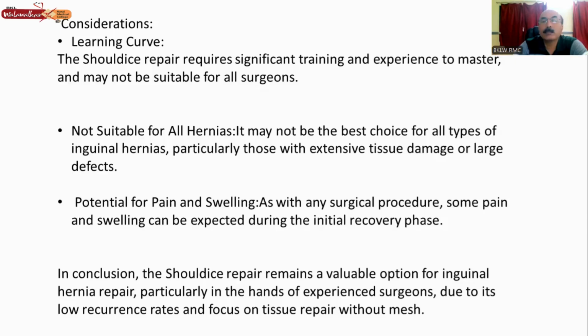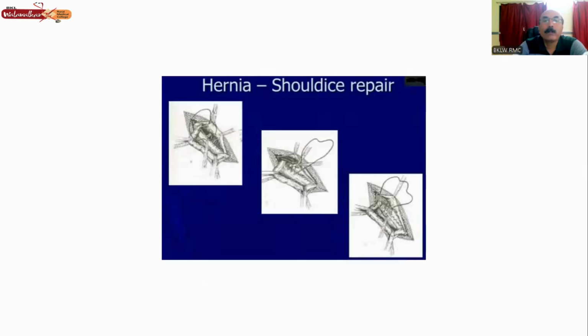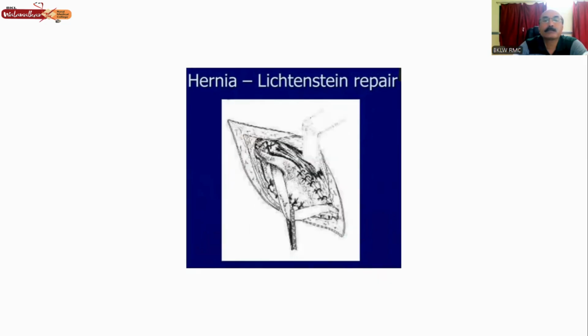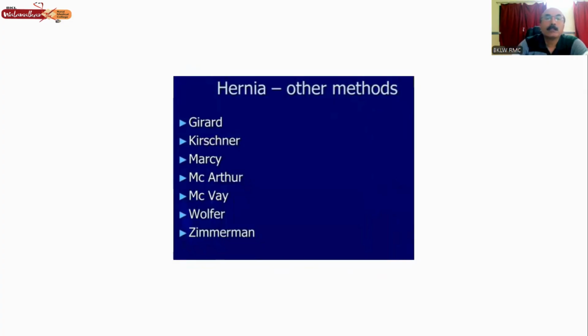In conclusion, the Shouldice repair remains a valuable option for inguinal hernia repair, particularly in the hands of experienced surgeons, due to its low recurrence rates and focus on tissue repair without mesh. So these are the slides which show the layered repair done in the Shouldice repair. Now, just to enumerate, some other repairs are also there to repair hernia, that is Lichtenstein's repair. There are some other methods of hernial surgery. We are just enumerating them.